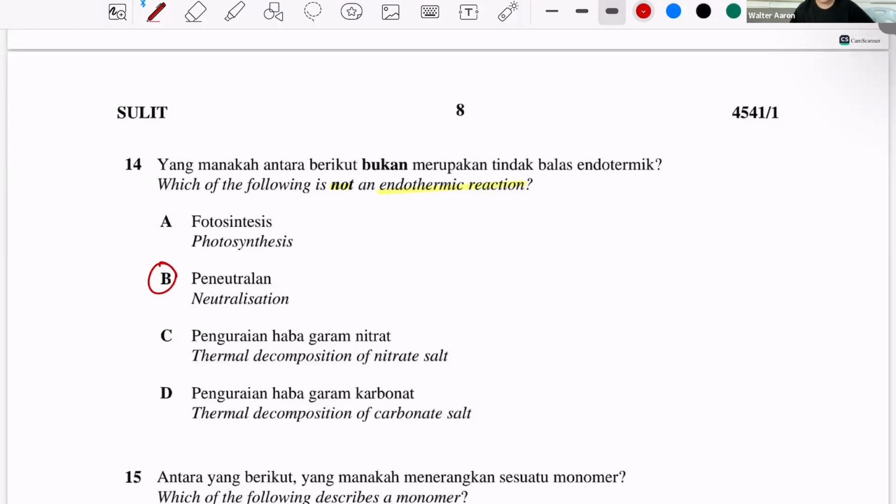If you remember back in your thermochemistry chapter from Form 5 chapter 3, you'll come across the heat of neutralization. You realize that one key point you must remember is that all neutralization reactions will be what we call exothermic. Yes, sorry, I lost the word. Exothermic. So therefore, that's not an endothermic reaction, right? So therefore, B is not endothermic because it is exothermic.